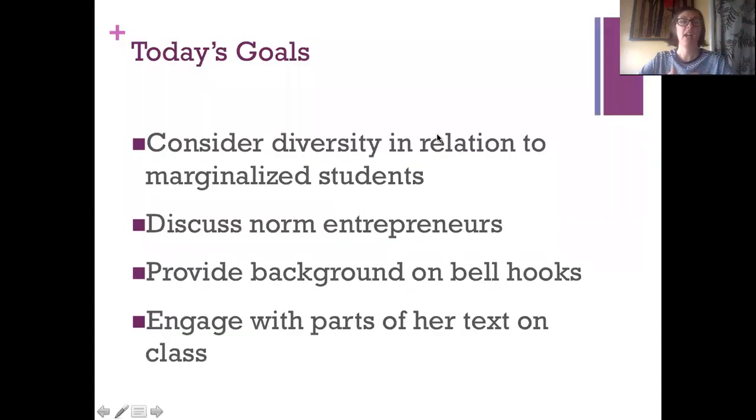All right, so the goals that I have: we'll talk a little bit about diversity in relation to marginalized students, then we'll get into the concept of norm entrepreneurs, and then finally I'll get to the Hooks article, where I'll give you a little bit more background on who bell hooks is, and I will also engage with parts of the text to give you a little bit of my perspective as far as the relationship with class and class mobility. But a lot of you already have some really great responses as well. All right, so let's go ahead and get started.